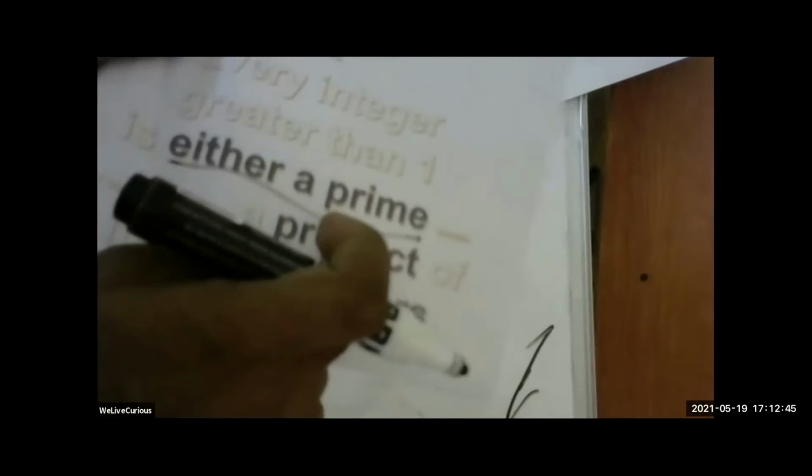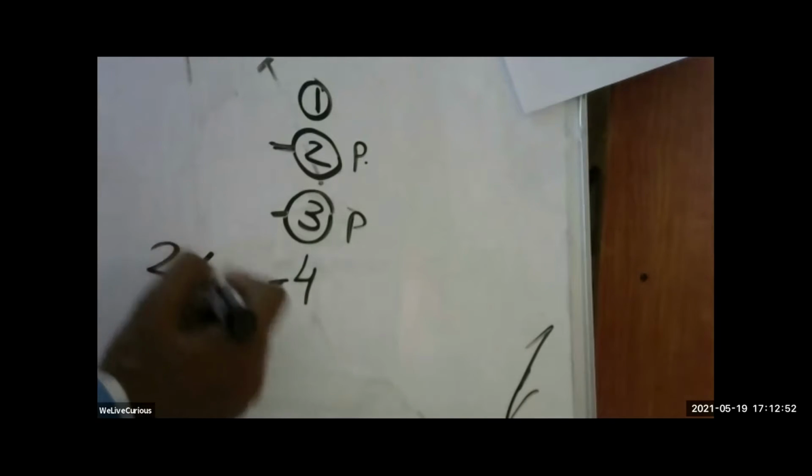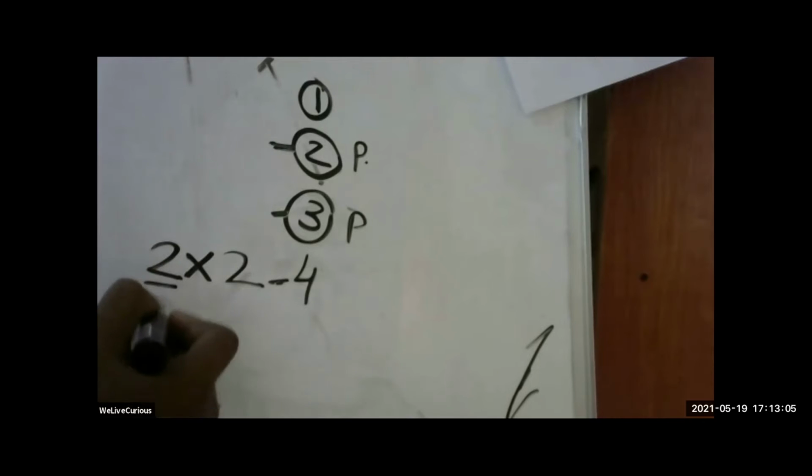Now, can we write 4 as a product of 2 primes? This is what we are going to do. 4 is not a prime, so we will write 4 as a product of its prime factors. So 4 can be written as, you can write it in chat. I can read all the chats here. 4 can be written as 2 multiply 2, right? So this is prime and this is also prime.